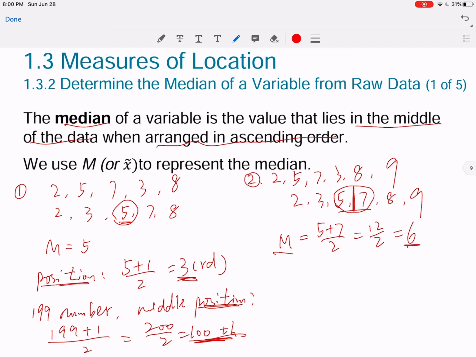Now once again, in this case we only have 6 numbers, and we can find the two middle numbers very easily. But what if we have 5,000 numbers or 500 numbers? We cannot find the two middle numbers that easily. But what we can do is find the position of the two middle numbers. Now let's take a look at how to find the position.